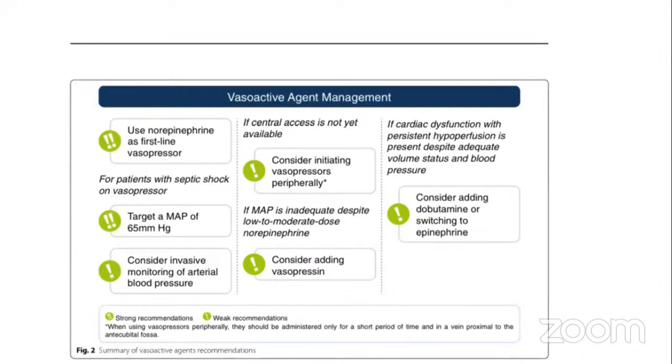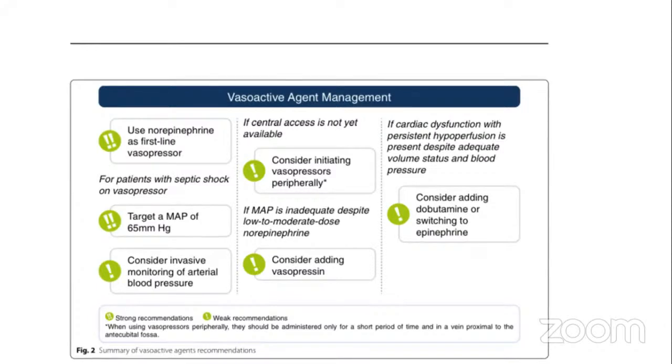So the recommendations are that you will use noradrenaline as the first line vasopressor, and you initiate it and largely target a mean arterial pressure of about 65 millimeters of mercury. Mean arterial pressures of above 65 really offer no mortality benefit, but they're associated with use of larger doses of norepi and acute kidney injury as well.